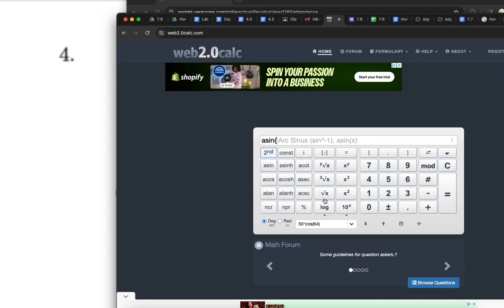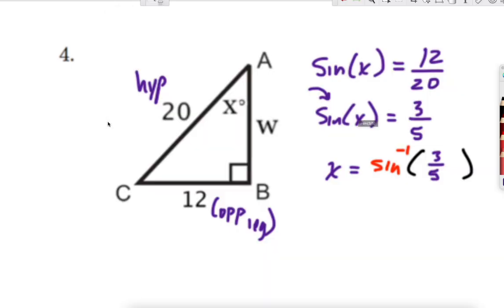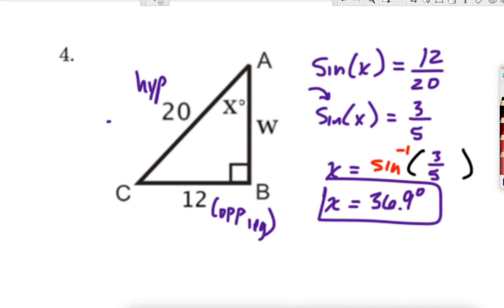So we do inverse sine of 3/5. There we go. Now arc sine is another way we can say inverse, and we see it on some calculators, but you can see right here we see the sine to the -1, and we read that inverse sine, and then equals 36.9 degrees. Okay, that's our x.